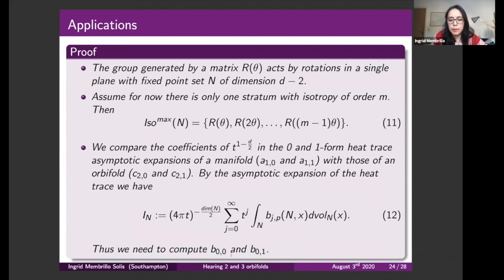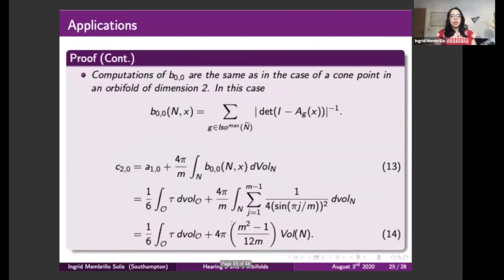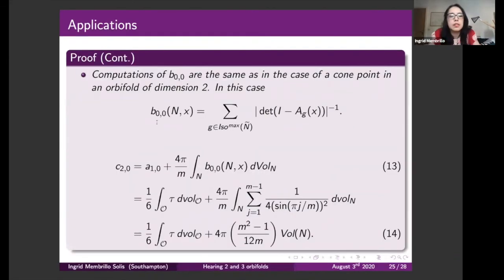functions. In this case, it's easy to see that the computation of these is the same as in the case of a cone point in an orbifold of dimension 2. Again, the matrix which acts on the orthogonal complement will be just the rotation matrix living in SO(2), and this is the same one that acts in the case of orbifolds of dimension 2.